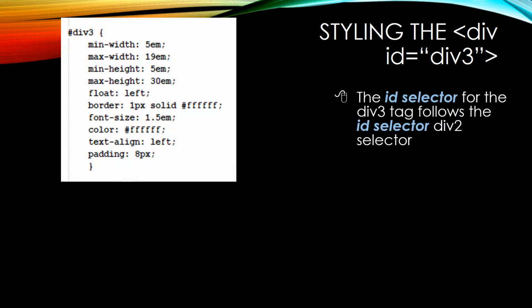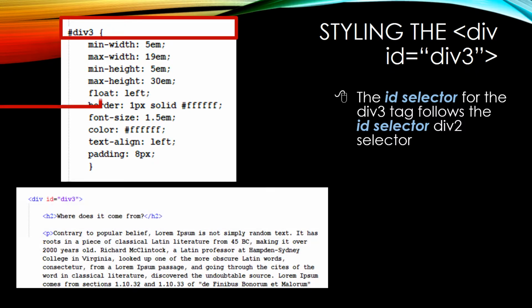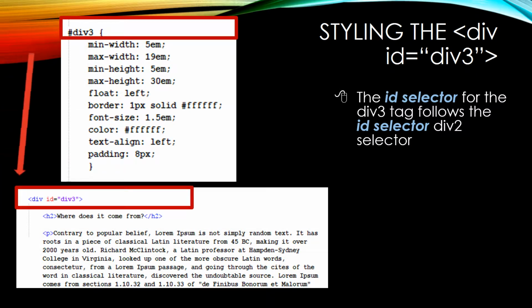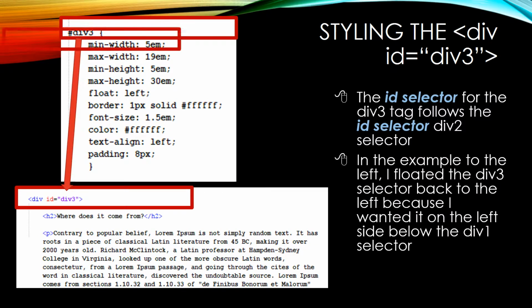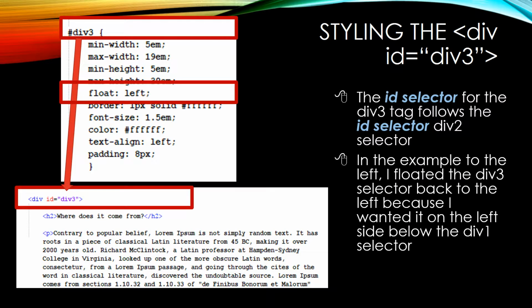Styling the div 3. The ID selector for the div 3 tag should follow the ID div 2 selector. Notice that the div 3 ID selector has the number sign and it matches the div 3 in the div third section. In the example to the left, I floated the div 3 selector back to the left because we wanted it to be on the left side right below the div 1 selector.